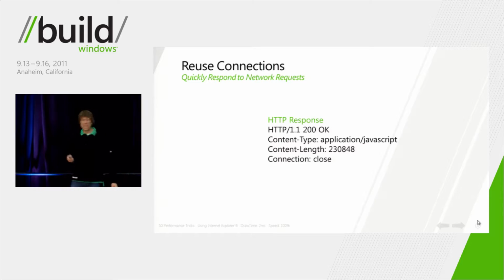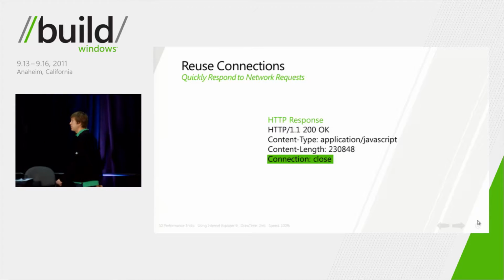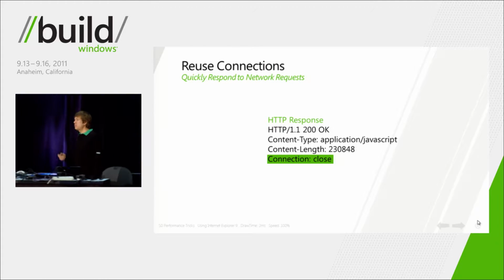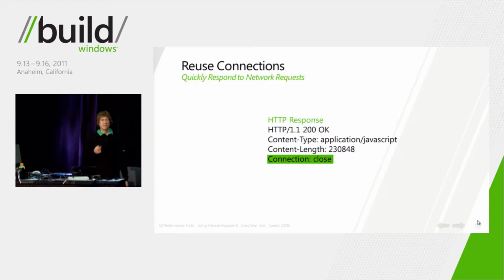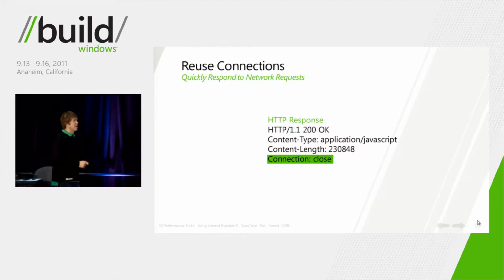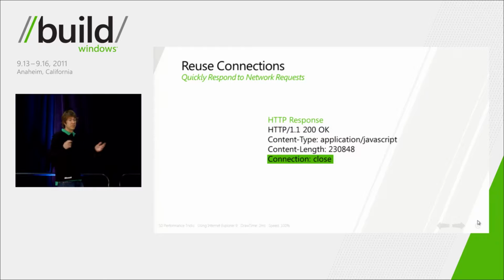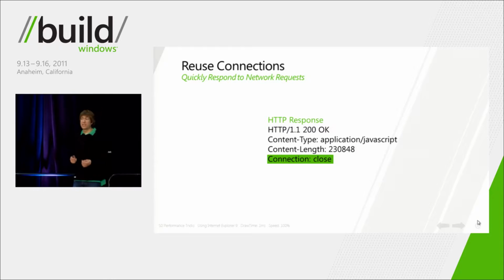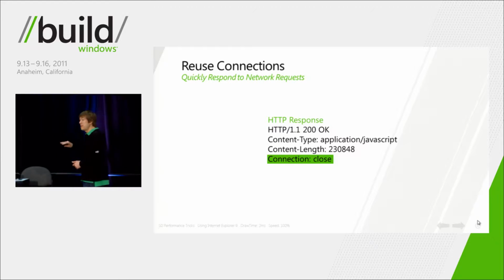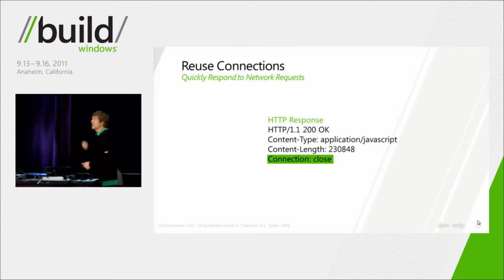When you're making these connections, make sure to reuse them. Don't send connection closed. You'd be surprised how many frameworks on the web today send connection closed. In fact, some of the default configurations for servers like Apache will send connection closed in many cases. So you want to minimize this. Let the browser reuse the connections that are established.